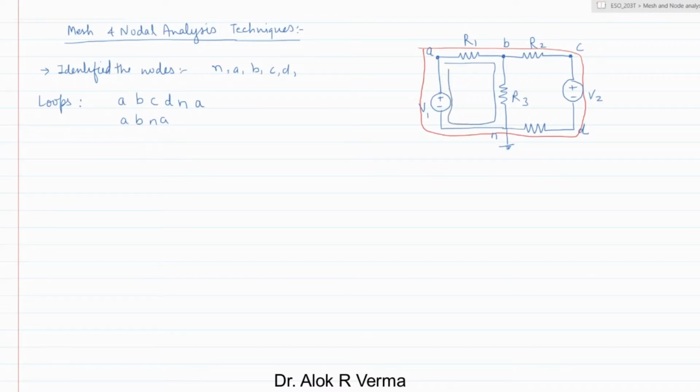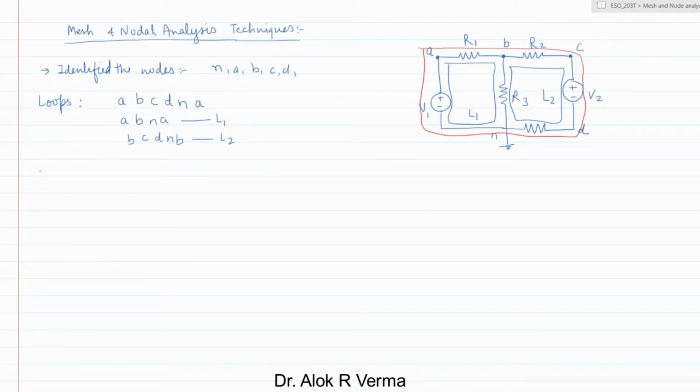This is one loop. I'll give it the name L1. And then one loop is B, C, D, N, B. This is L2. B to C to D, N, B. So this is L2. And the outer loop is basically a combination of these.